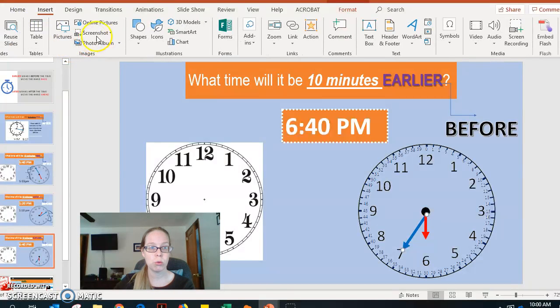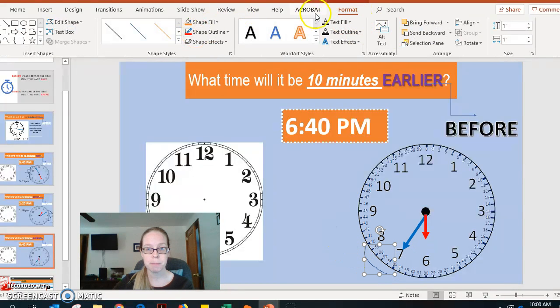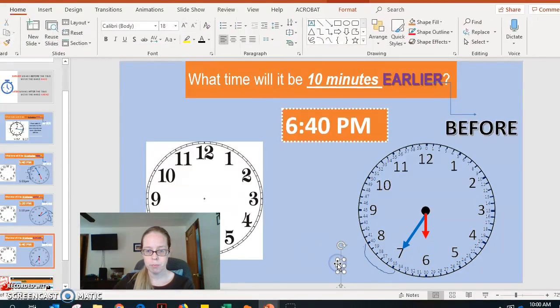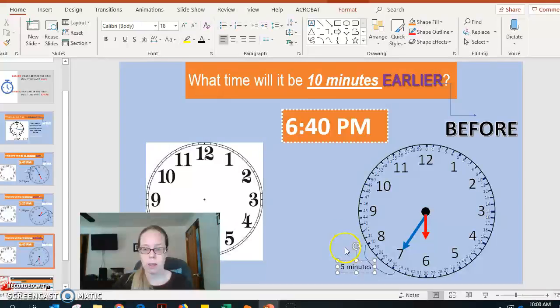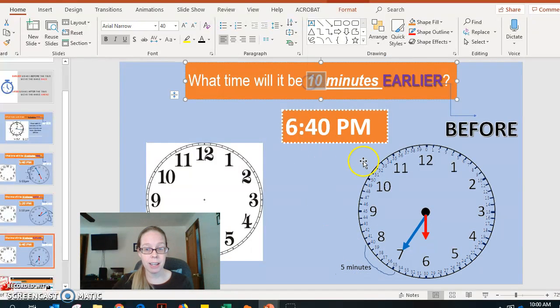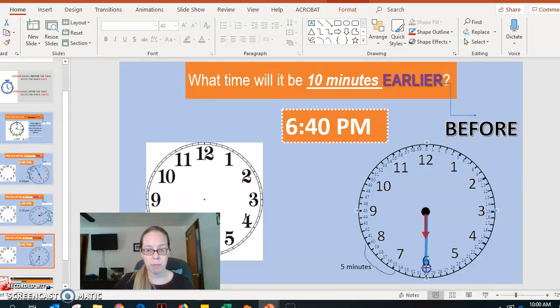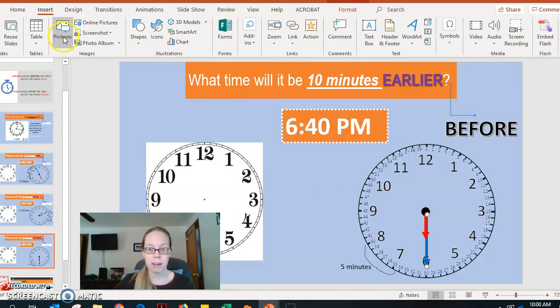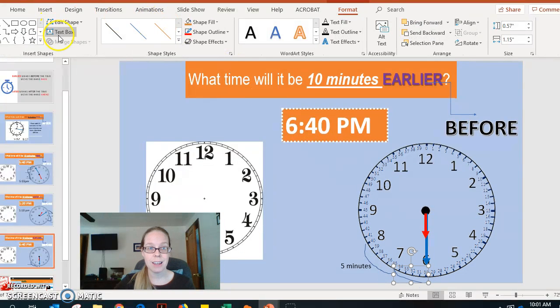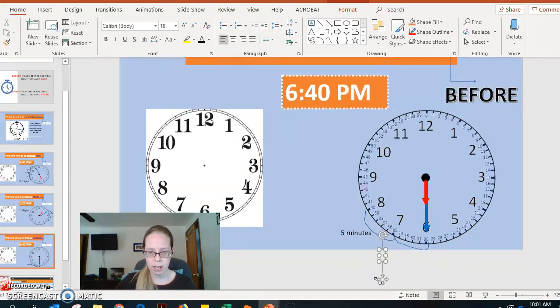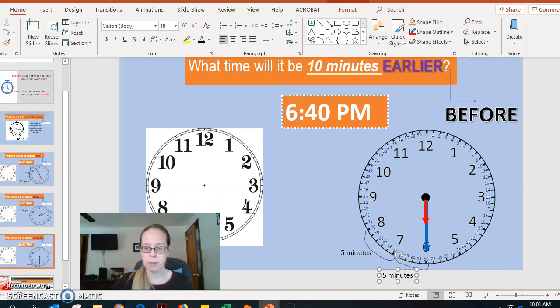Let me show you with my tools. Okay, so it was at 6:40. I moved my minute hand back from the 8 to the 7. That's 5 minutes. But I need to move it back 10 minutes, so I'm not done yet. I'm going to move my hand back another 5 minutes. So this time I'm moving my hand from the 7 to the 6. That's another 5 minutes. It's kind of hard to fit that in there, but I will try. 5 minutes. There we go. It's off the screen, but that's okay.